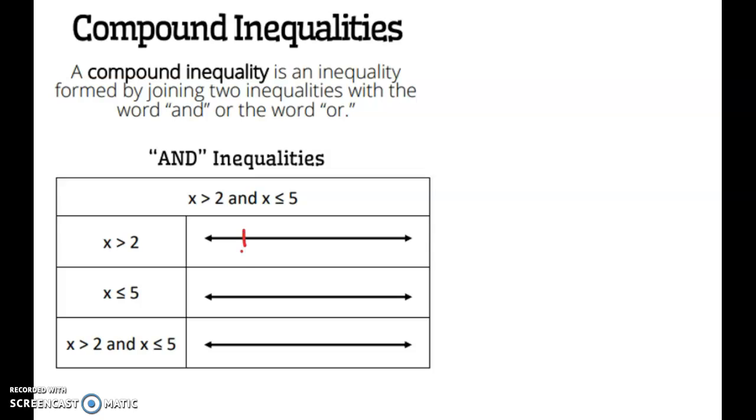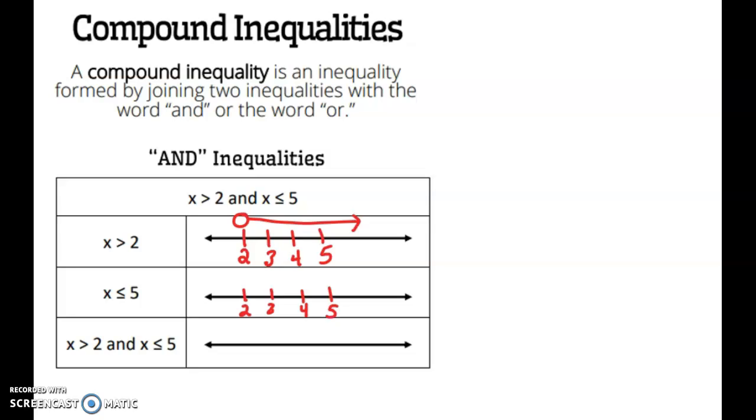So I'm going to go ahead on this number line. I know I'm going to be using the numbers 2 and 5, so I'm going to lay it out all the way to 5. So x is greater than 2 has an open circle at 2 and points to the right. Now let's do the same thing. I'm going to lay out my number line from 2 to 5.